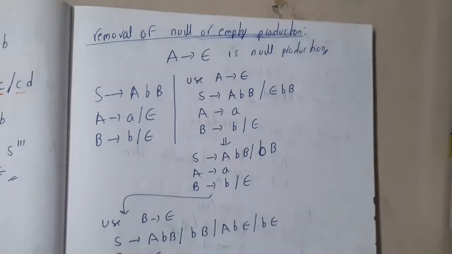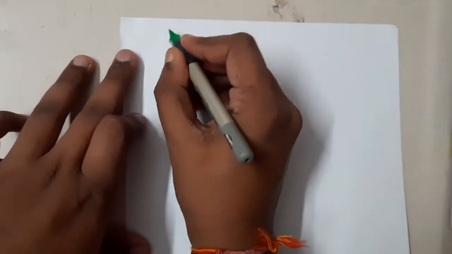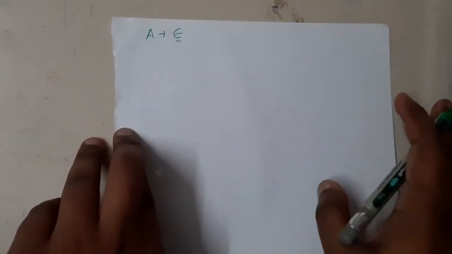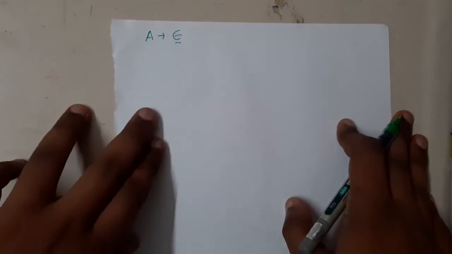First, let us start by removing null or empty productions. Let me write down a simple example. What is a null production? A implies epsilon. Wherever we have these epsilon productions, those are nothing but the null productions. So let us take a small example.